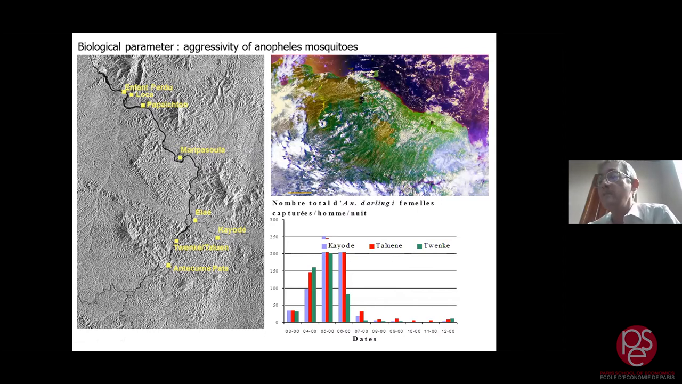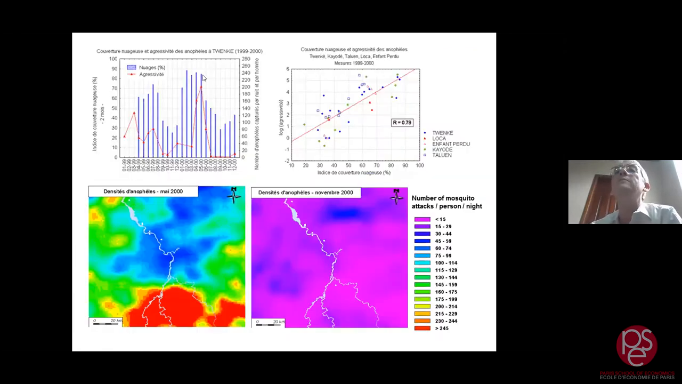And the time series is relevant and can be correlated to some extent to the cloud cover time series. So here, the percentage of clouds in the region appears as a function of time. And in the red curve is the number of mosquitoes caught in one night, which is called aggressivity of the mosquito. And we see that there is not a very, very strong correlation, but there is some correlation. And this is on the right, the correlation between the aggressivity of the mosquitoes and the percentage of cloud cover.